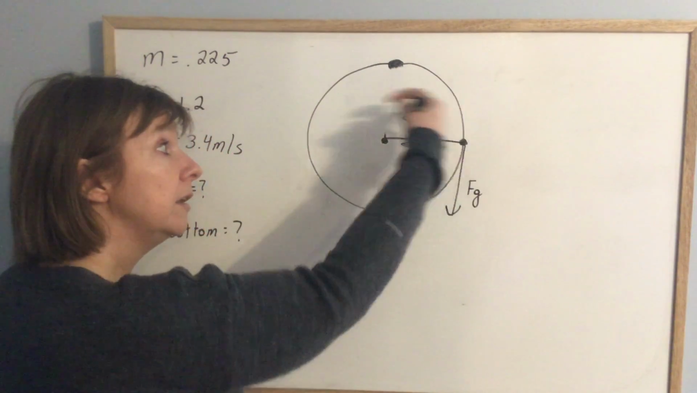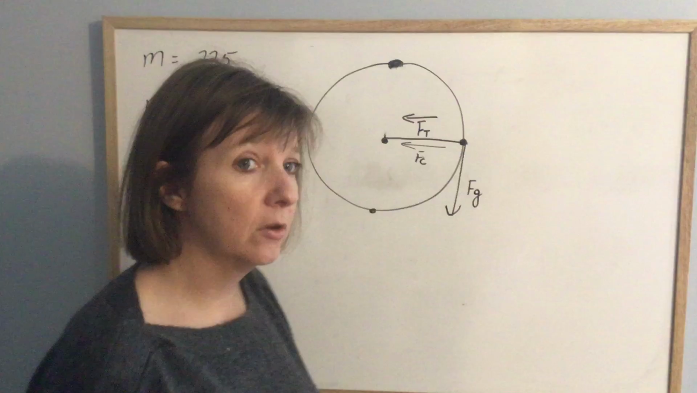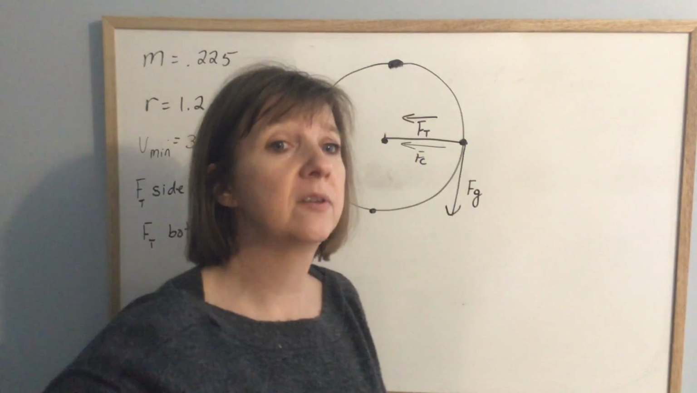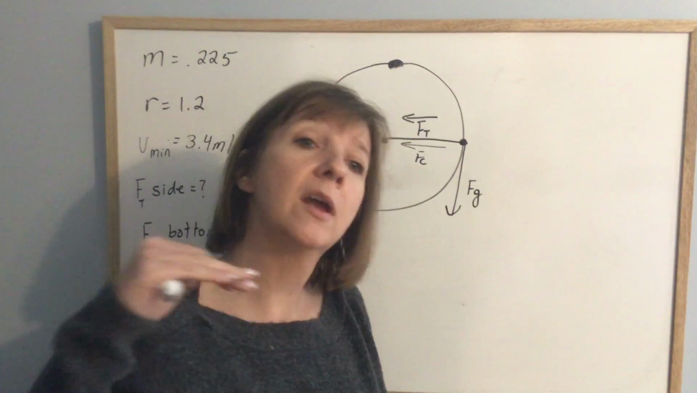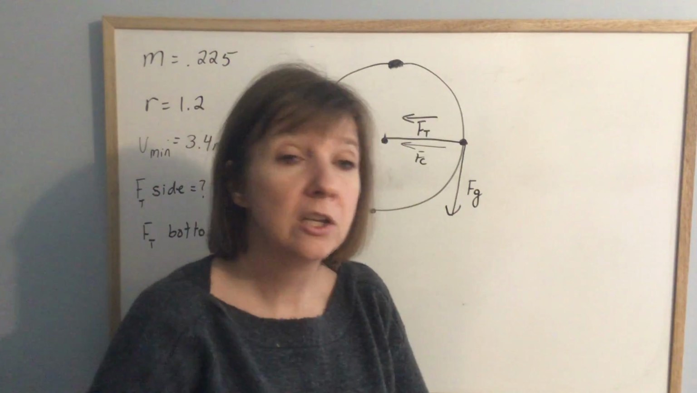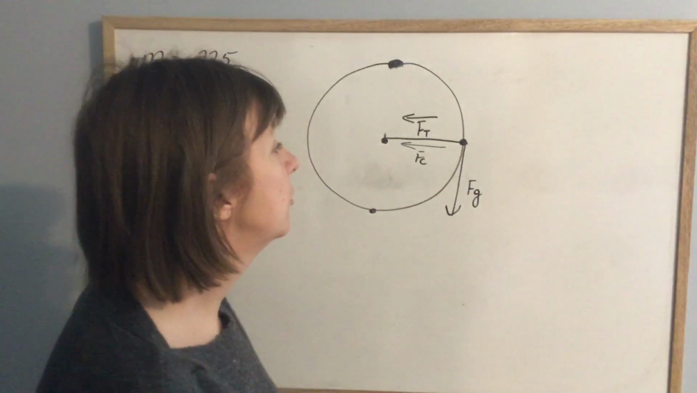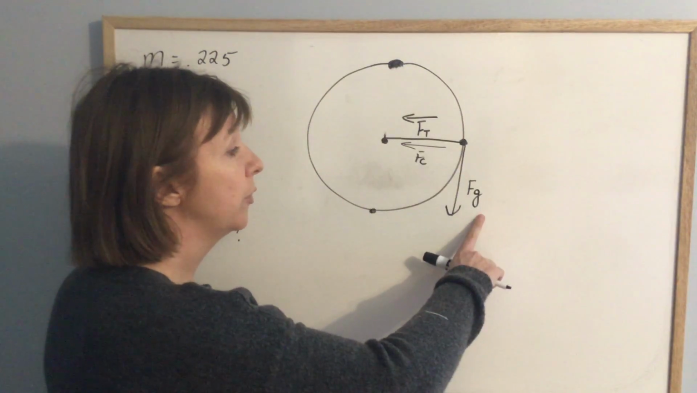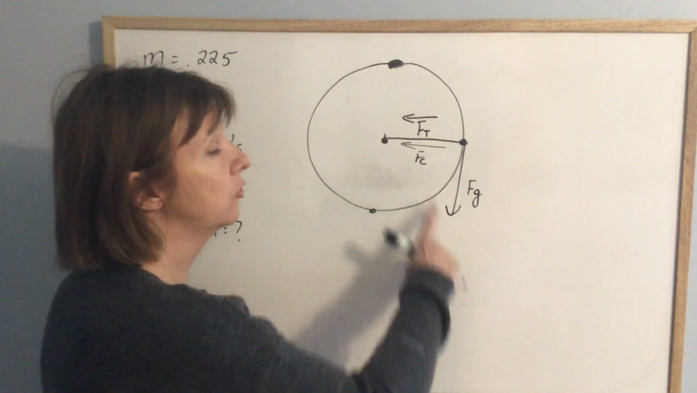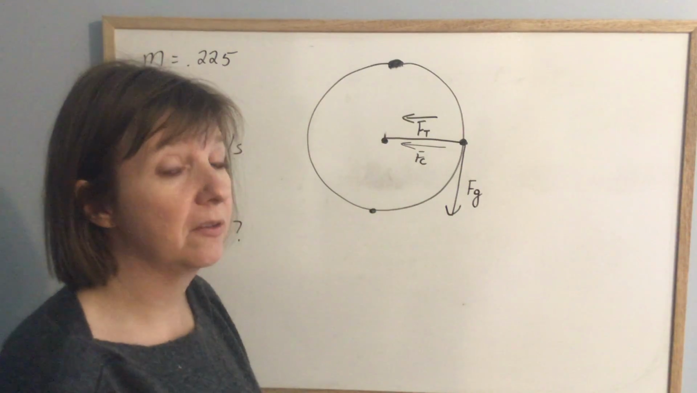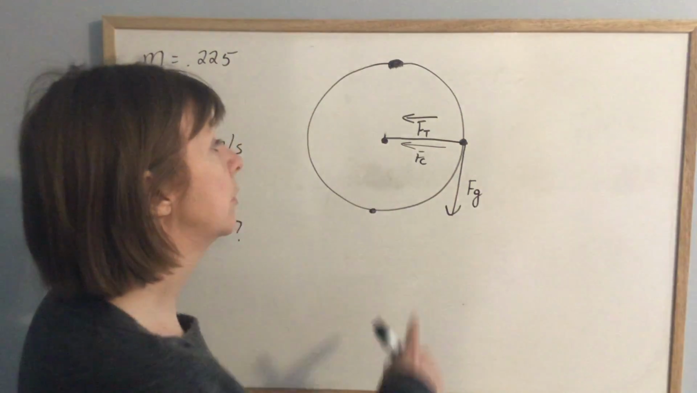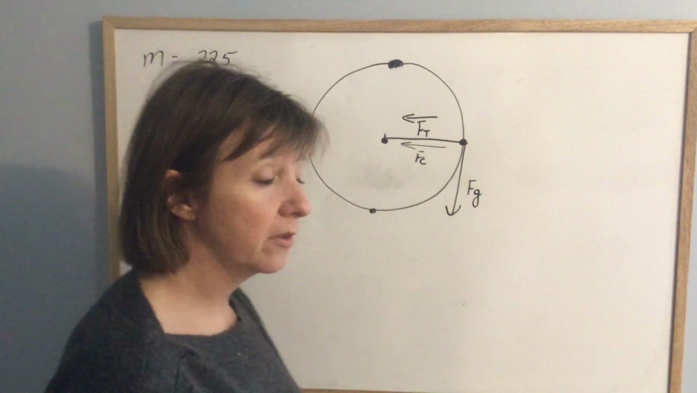So the only thing that's going towards the center of the circle is force of tension. Force of gravity is going completely perpendicular to that. And remember, we look at horizontal and vertically totally separately, which means that right now, at this moment in time, force of gravity is not contributing at all to my centripetal force. The only thing contributing to my centripetal force is the force of tension.